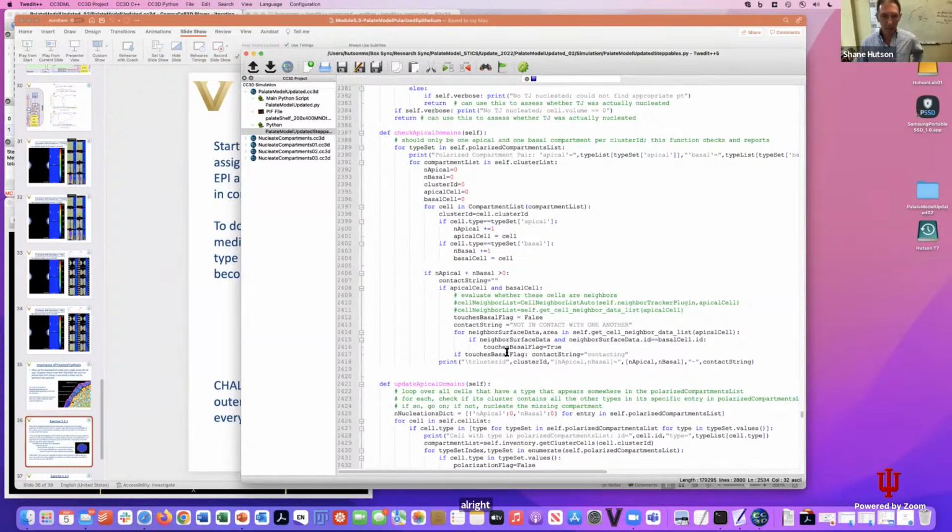All right, well, this one doesn't look like it's returning anything at the moment. It's just printing out whether they are in contact with one another or whether they are not. It's just a warning if they aren't in contact with one another.